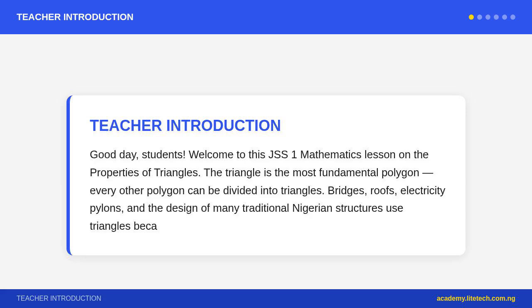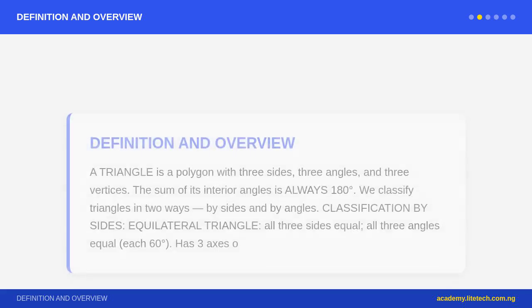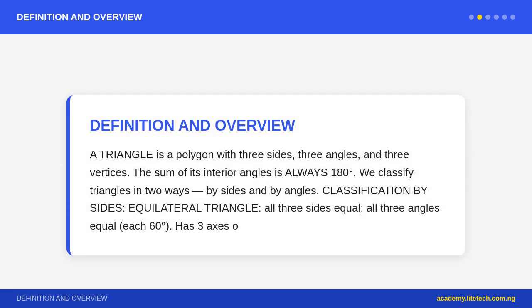Classification by angles. Acute angle triangle: all 3 interior angles less than 90 degrees. All angles acute. Right angle triangle: 1 angle equals exactly 90 degrees, the right angle. The side opposite the right angle is the longest side, called the hypotenuse.